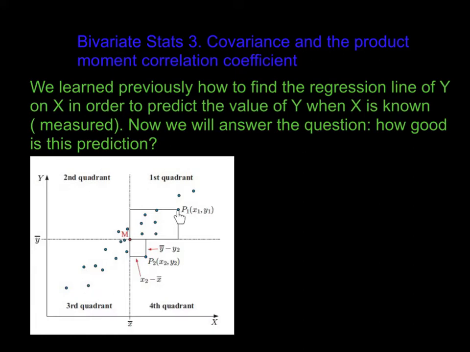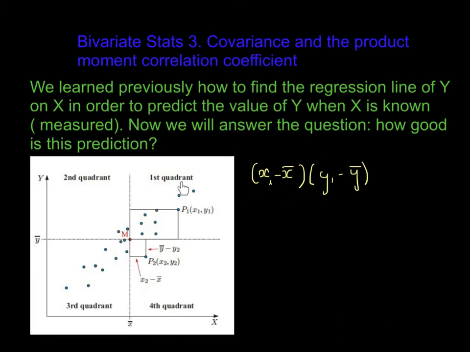If we take a point of coordinates x1, y1, my question can be answered by looking at how close x1 is to the mean value of x and y1 to the mean value of y. In order to do this, I'm going to look at the product x1 minus the mean value of x, times y1 minus the mean value of y. This is a product that we saw as well in the expression of the gradient of the regression line.